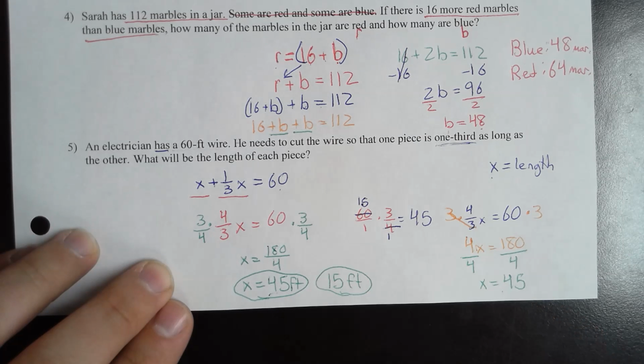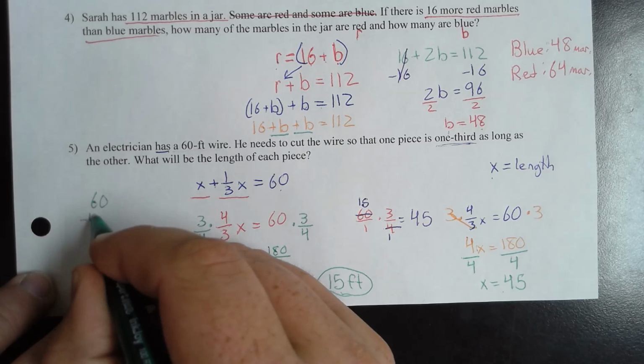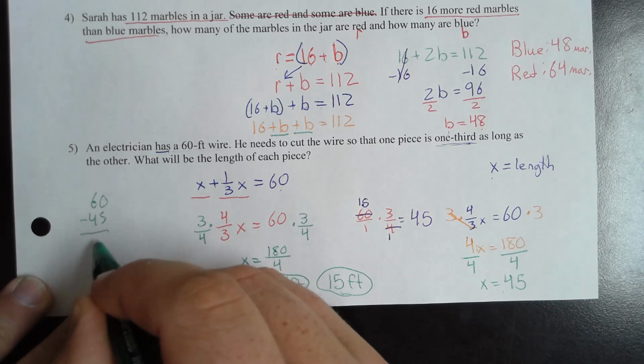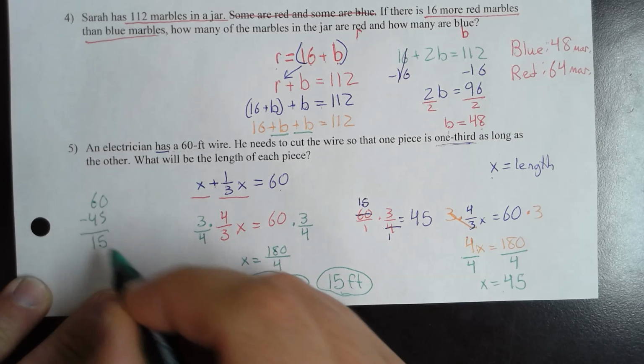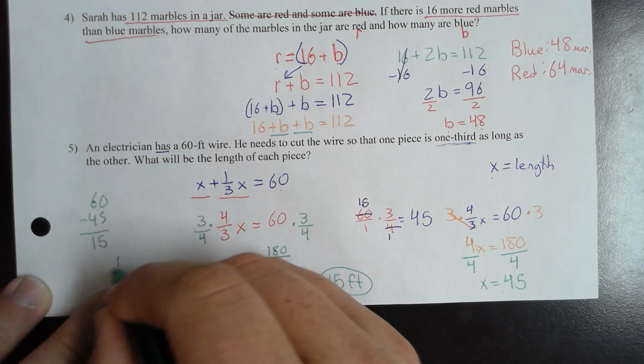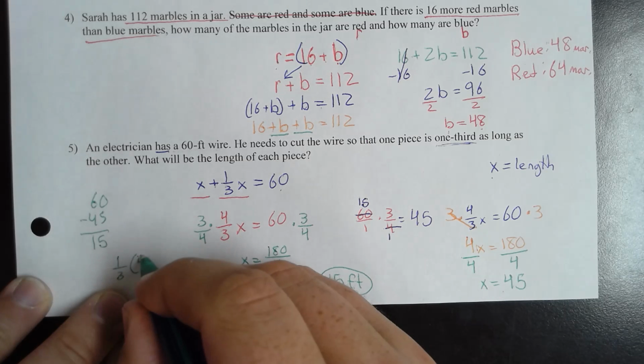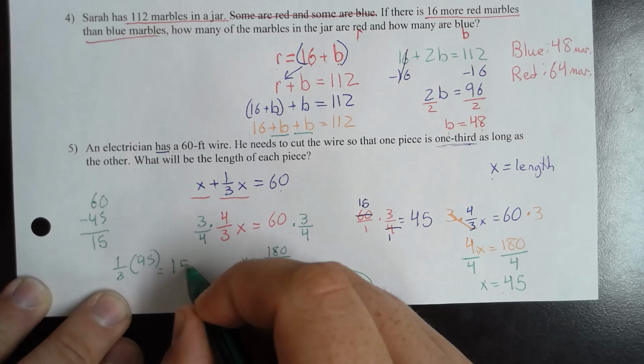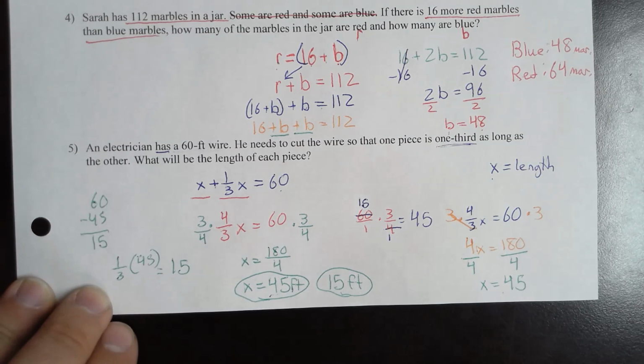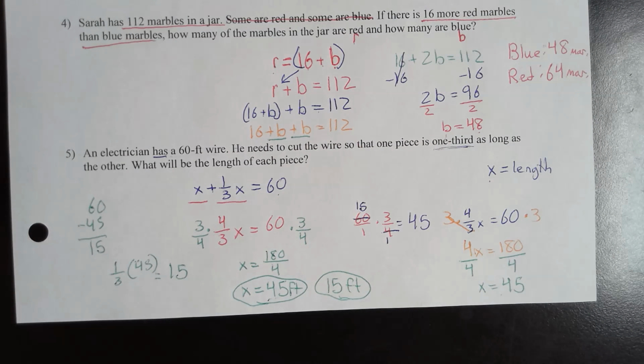Okay, so you could take 60 minus 45 to get 15 for that length. You could have also taken 1/3 times 45, which is going to get you 15. Either way works, once again. So multiple ways to solve that same problem. Any questions there?